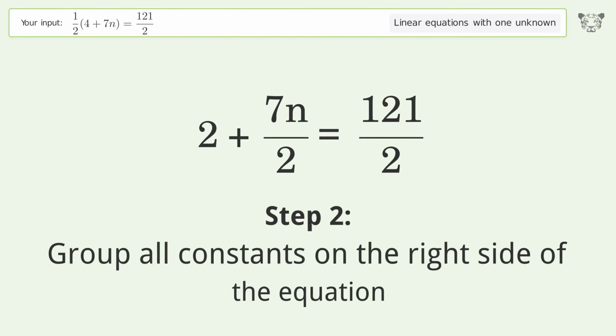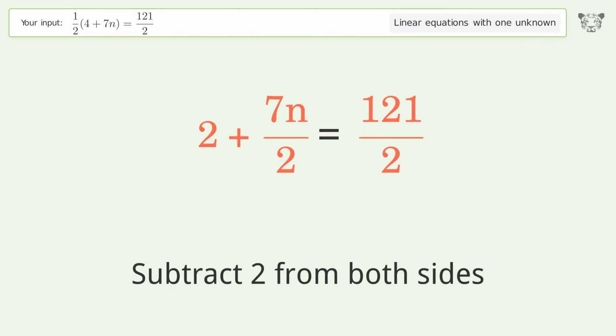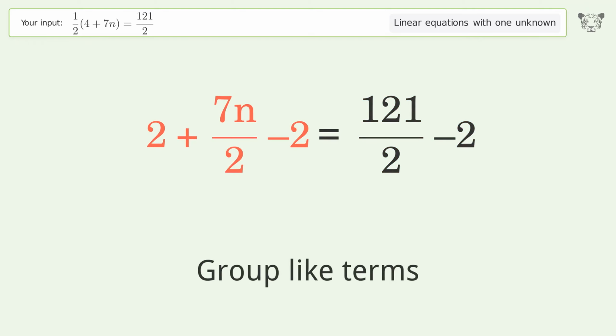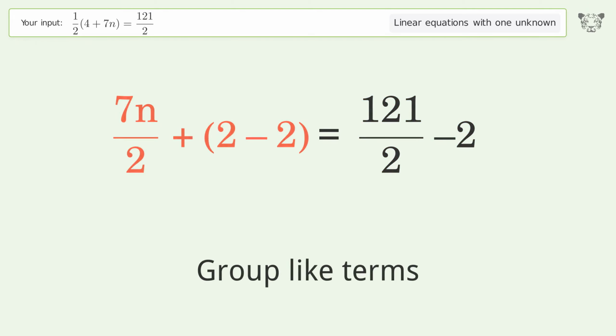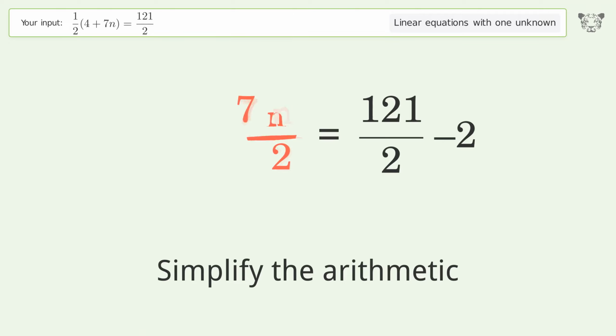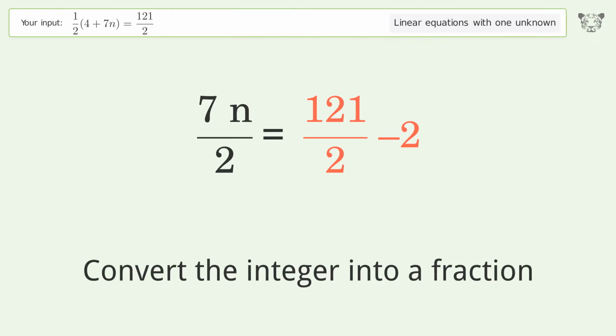Group all constants on the right side of the equation. Subtract 2 from both sides. Group like terms. Simplify the arithmetic. Convert the integer into a fraction.